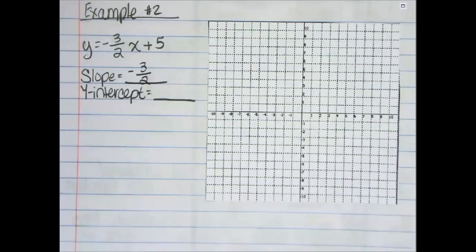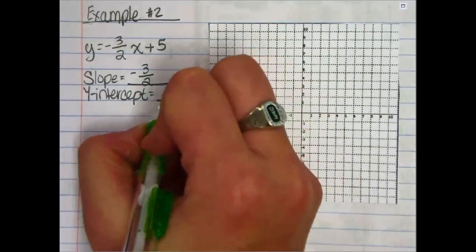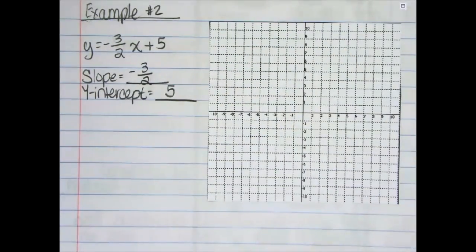Looking at my slope, what's the change of my y values? Negative 3 or 3. And what's the change in my x values? 2 or negative 2, depending on what the change of y was. Okay, cool. What's my y-intercept? 5. Positive 5 or negative 5? Positive. So where do you think I'm going to start with this equation?